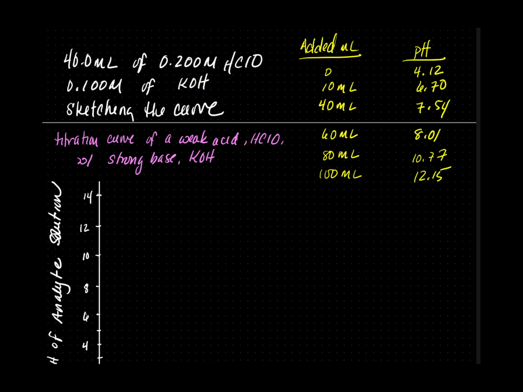Now we're going to sketch the titration curve. We started with 40 ml of a 0.2 molar HClO solution, which was a weak acid. A strong base of 0.1 molar was added. Initially, we had only pure weak acid. So this is when 0 ml of the strong base was added, and we got a pH of 4.12. And these are all the data points we calculated in the video. I just rewrote what the pH is when the KOH was added.